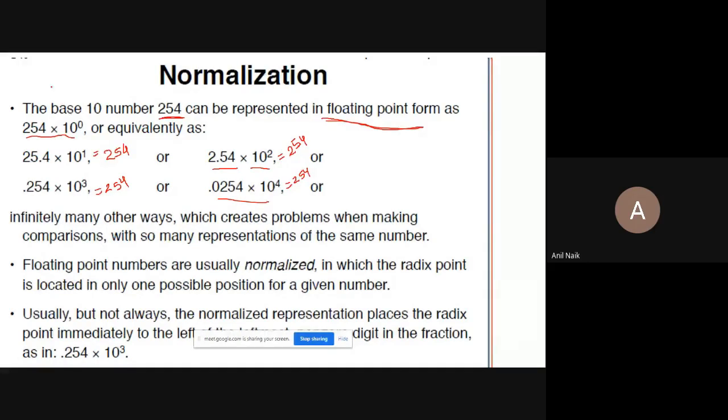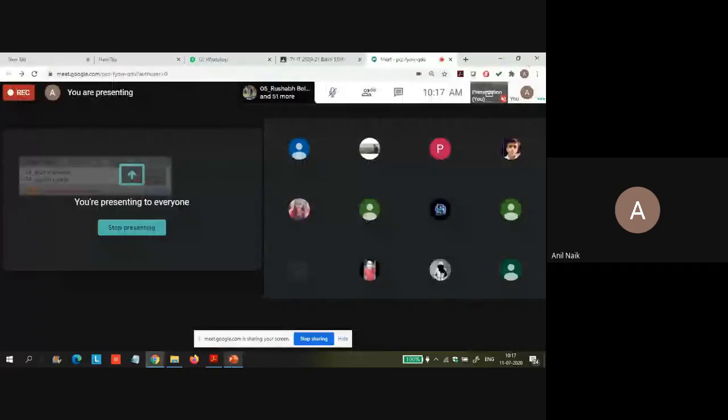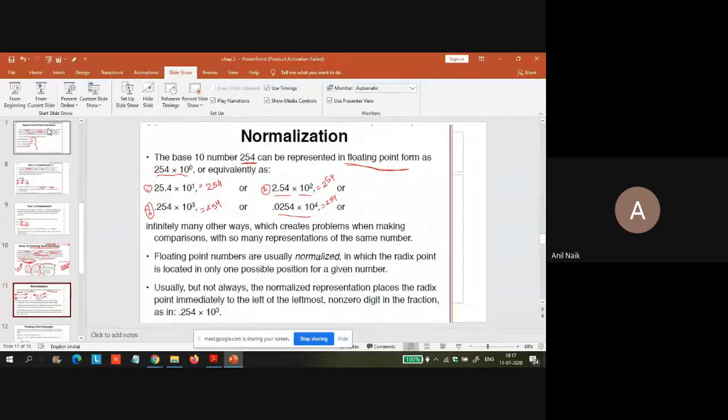So what is the result? 254. But here we are shifting the decimal point to the left again. These are the different ways, and we call it normalization of a number. That is the beauty of this floating point data representation.